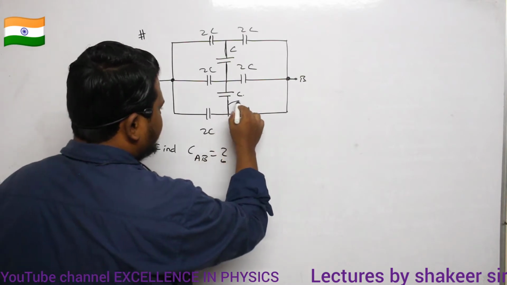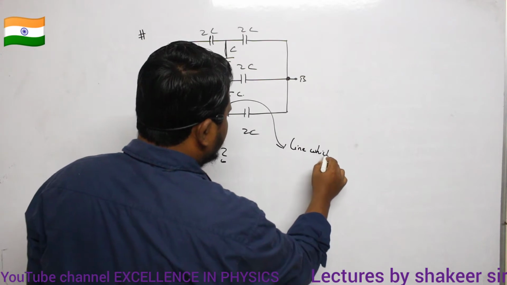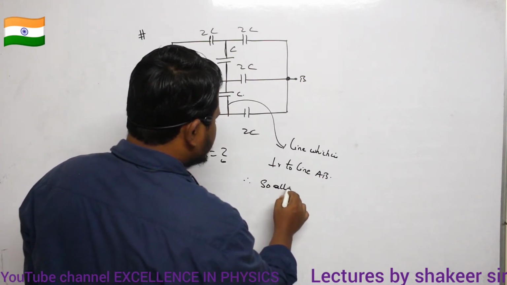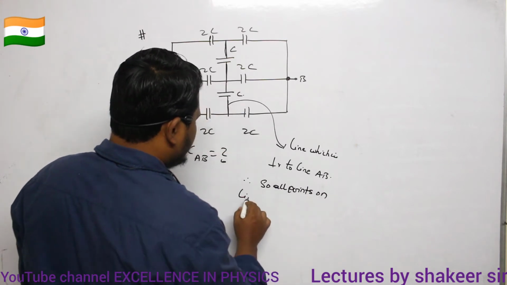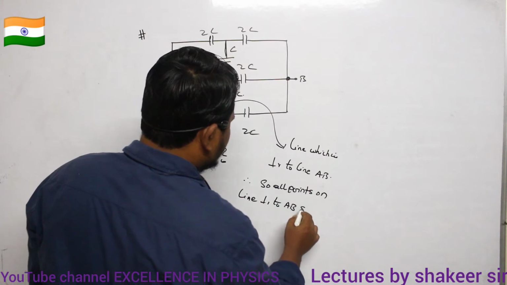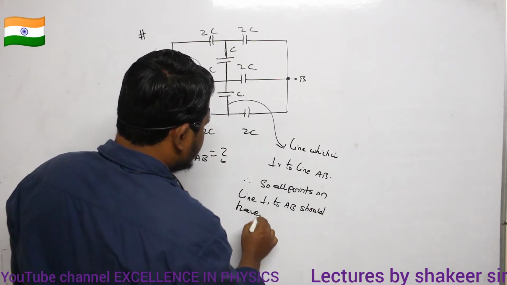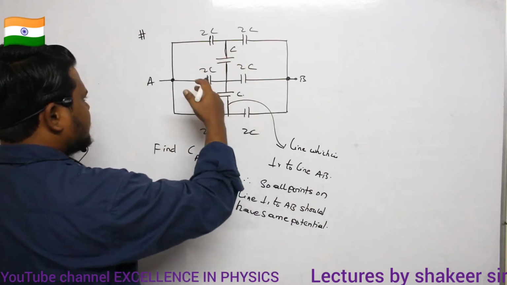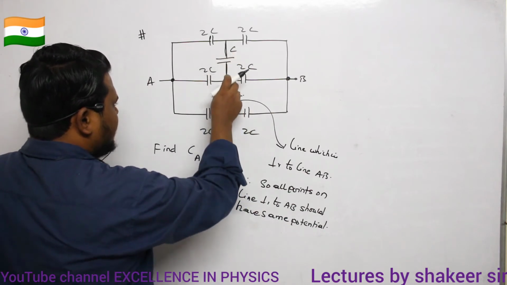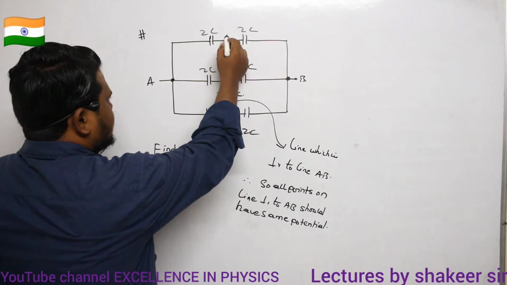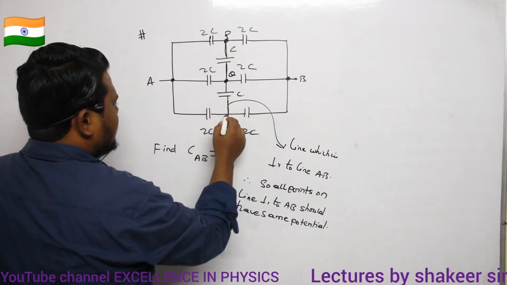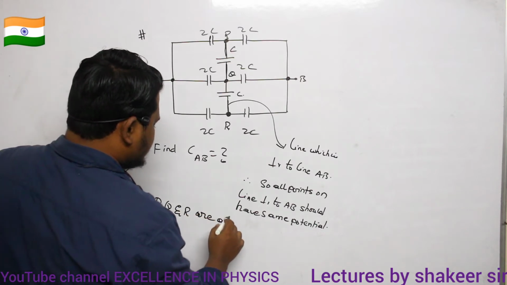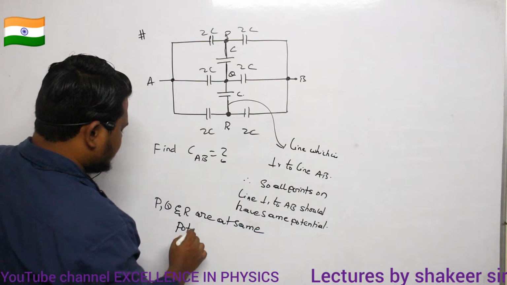What is the meaning of this? If I take this line, this is the line which is perpendicular to line AB. So all points on the line perpendicular to AB should have the same potential. What is the meaning of this? This is the line AB above which we have symmetry. We are taking the line which is perpendicular to this line AB. If I take this point P, this point Q, and this point R, then I can write that P, Q and R are at the same potential.